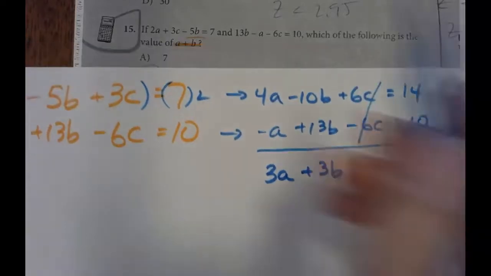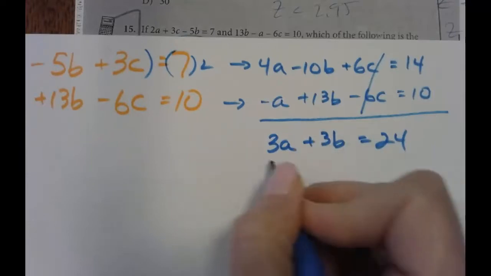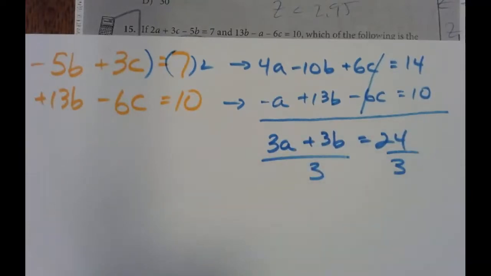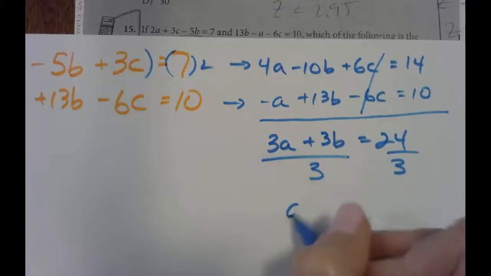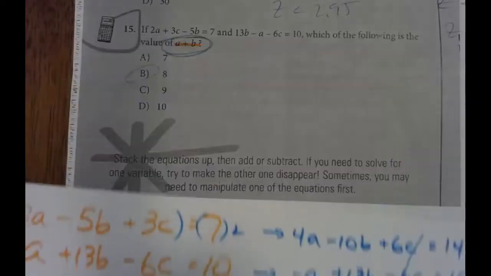And remember, what are we trying to find out? What is a plus b? How do I get to a plus b? I just need to divide both sides by 3. 3's cancel, 3's cancel. I get a plus b equals 8. And that is the answer.